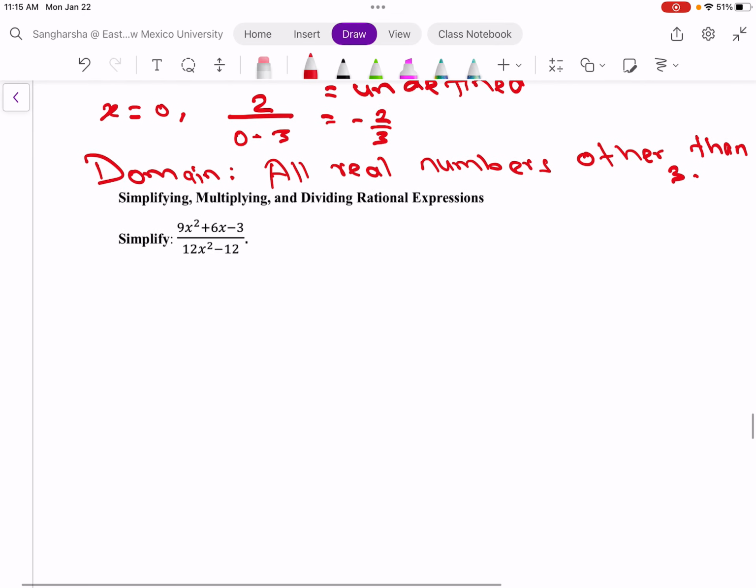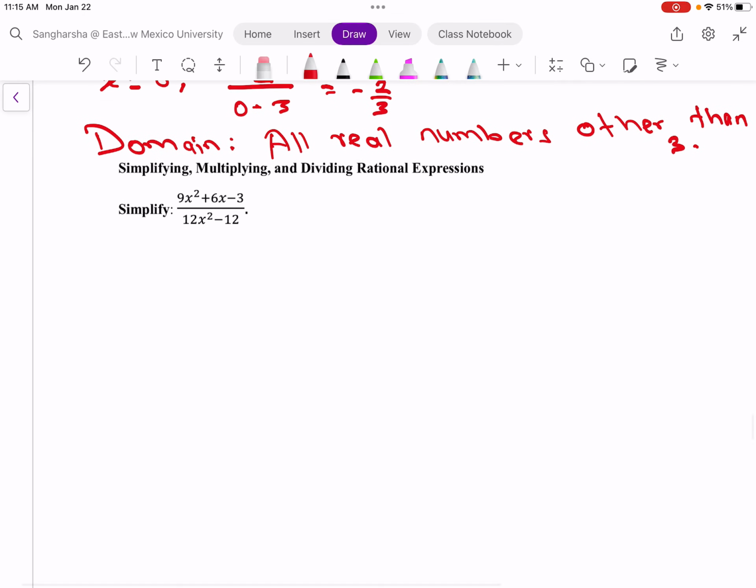Now, is this a rational expression? What do you think? To be a rational expression, we must have p of x over q of x. You must have a numerator and denominator. If it's a fraction, it's a rational expression, the easiest way. So this is a rational expression, and we need to simplify.